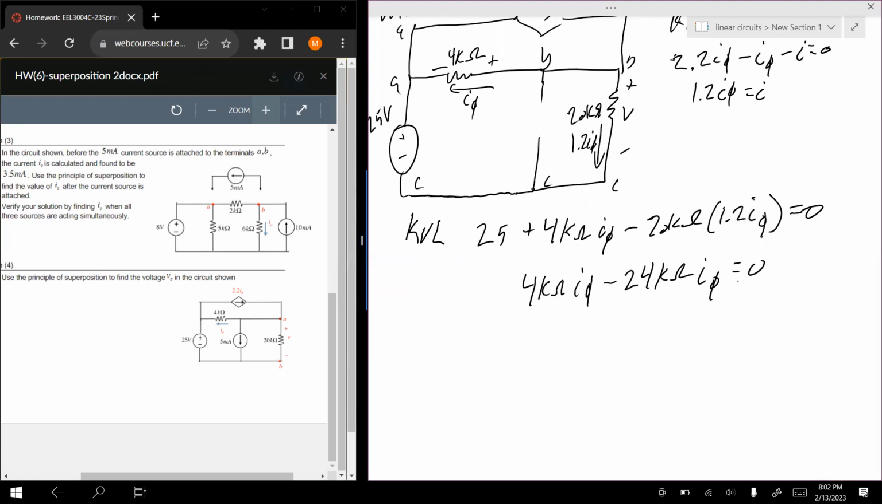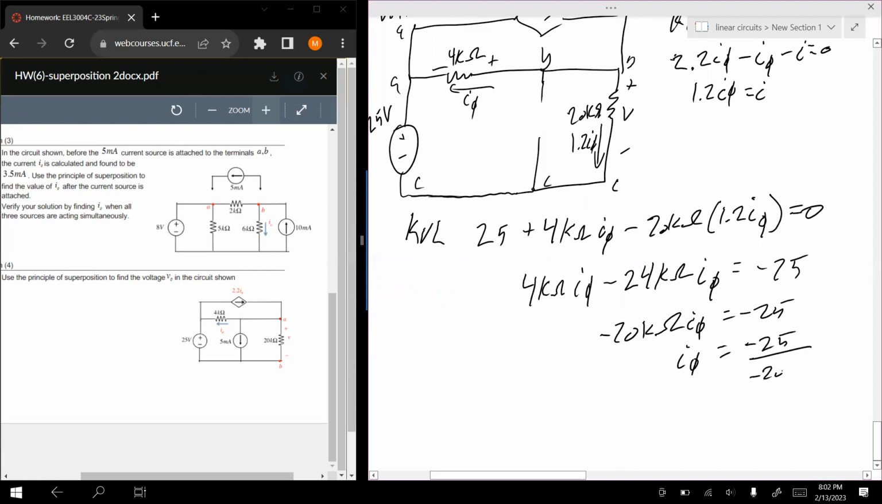And then we're going to put the negative 25 on the right-hand side. We're going to combine this. So it's going to be negative 20 kilo ohms. I phi is equal to negative 25. So an I phi is going to be equal to negative 25 divided by negative 20 times 10 to the 3. Are we in agreement there?